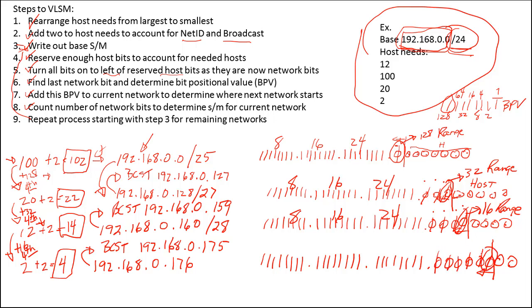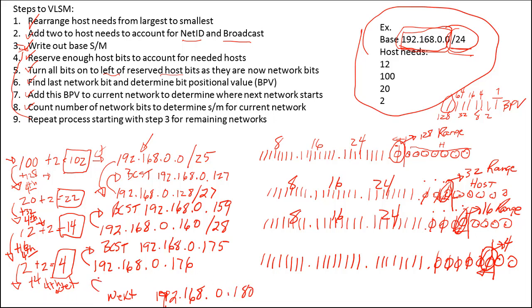Find the bit positional value for that last one that we have turned on. In this case, it is a 4. Even though we don't have a next network, we can just go ahead and write it down. So we're just adding 4 this time on the 4th octet again. So the next network would start at 192.168.0. 4 plus 176 would give me 180.